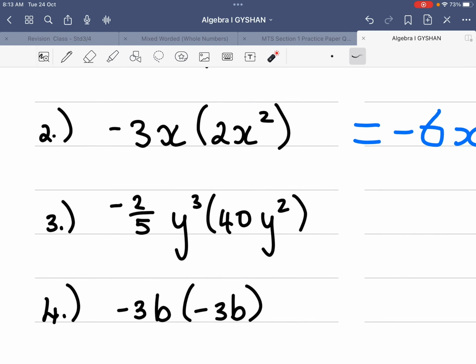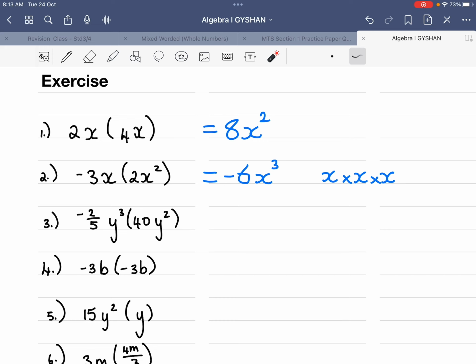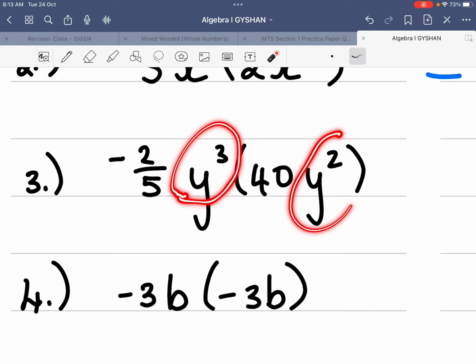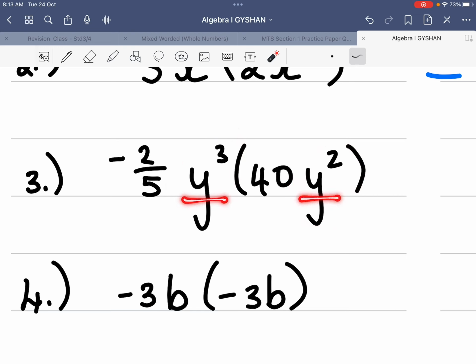Right? Similarly, for number 3, y cubed multiplied by y squared, since the base is the same, y and y, we can simply add 3 plus 2, which is equal to 5. So that will give you y to the power of 5.